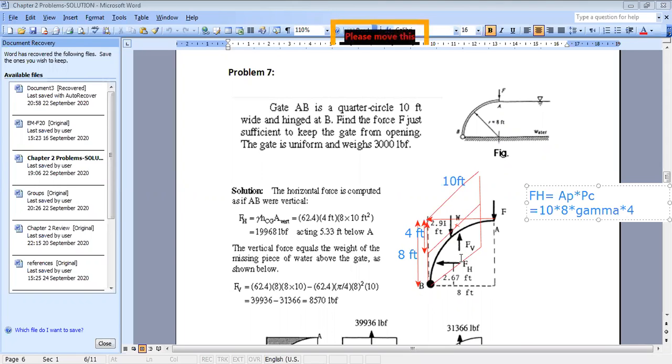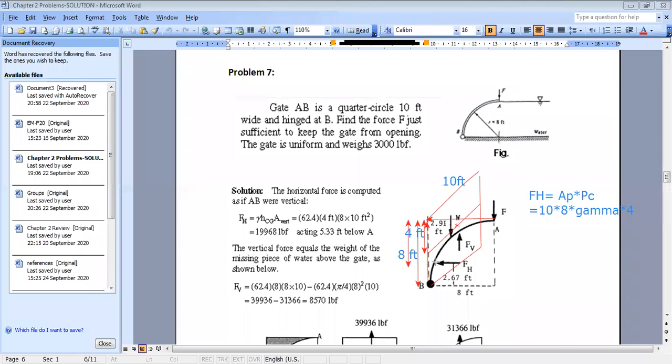Now, to find the point of application, we know that it should pass by the center of pressure. Because it's a rectangular surface, and above this fluid you have a free surface, you have the atmosphere, you can directly use the result we developed together last time. You can directly say that the center of pressure is at 2/3 from the free surface. So this is 2/3 of 8.